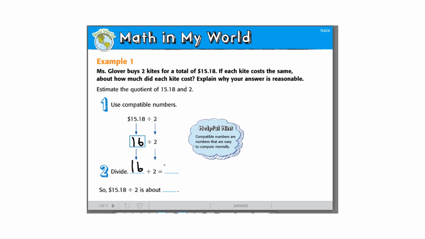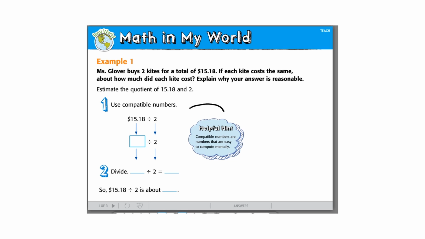So if you divide 16 by 2, you would get 8. So each kite cost about $8. Not exactly $8, actually a little less than $8, right? Because if each kite cost 8, the total would be 16, and the total's a little bit less.